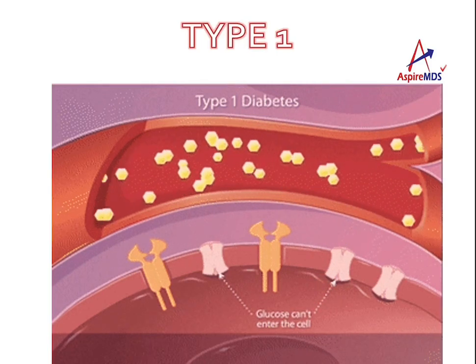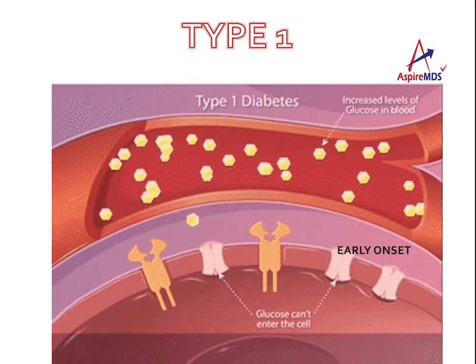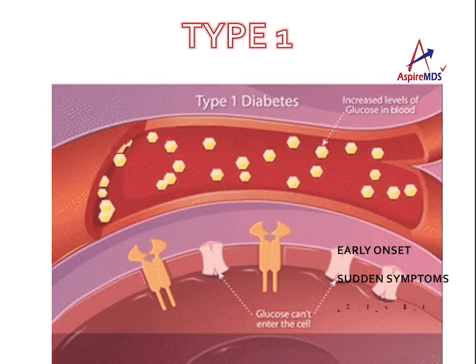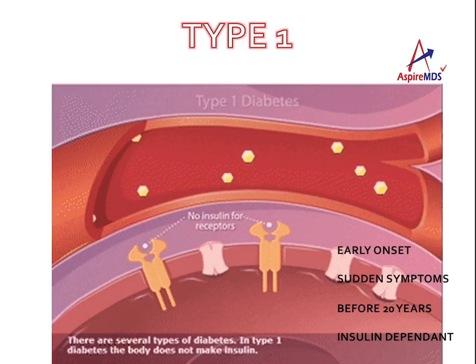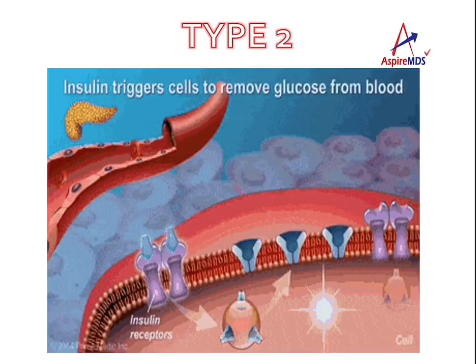Type 1 is characterized by early onset. The symptoms start suddenly, usually before the age of 20, and this is managed by insulin injections. Thus, type 1 diabetics are insulin dependent.